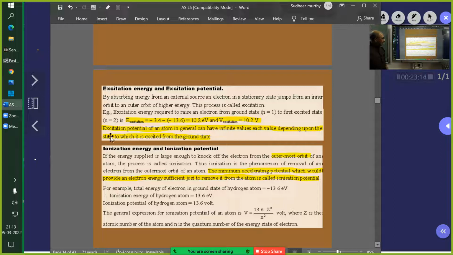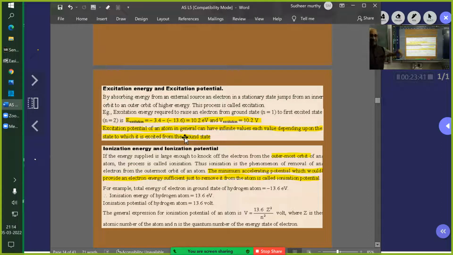One more note is important. Excitation potential of an atom in general can have infinite values. This is also important because it will depend upon where the electron is, at what point the electron is, and from there onwards you have to excite it. That is, if the electron is in the first orbit, then you have to provide so much energy to excite it to the next level.